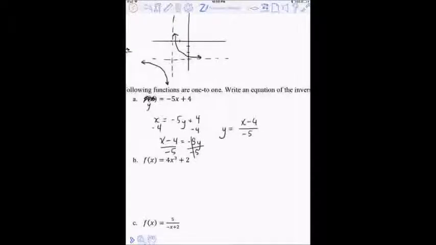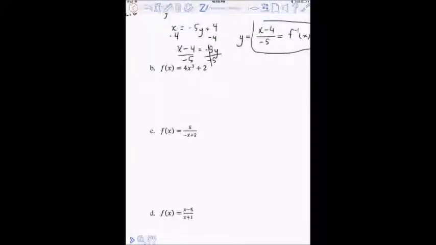And since we started with function notation f of x, we need to end as the inverse of f. And it's pretty much the same thing for the rest of these. You switch the place of x and y and solve for y. So this one, first call f of x and y, and then switch the place of x and y. And then solve for y.